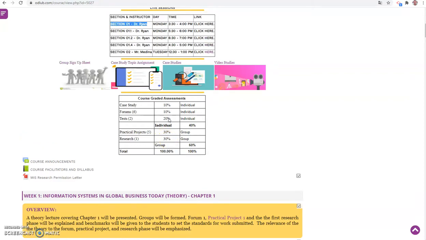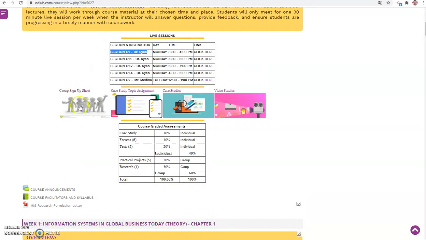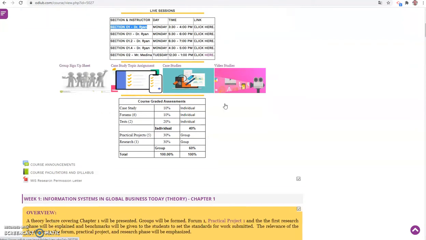Okay, so during our first live session, we'll go over the group sign-up sheet to finalize which group you'll be in and to finalize which case study or video study has been assigned to you.